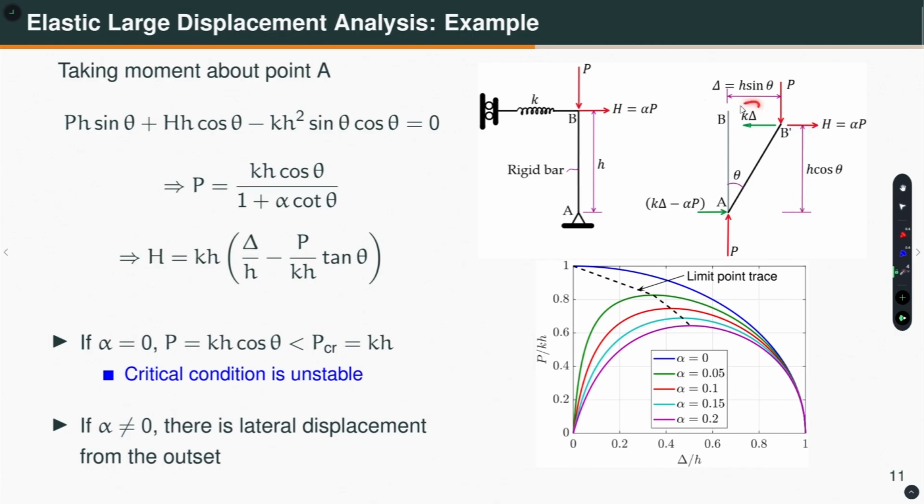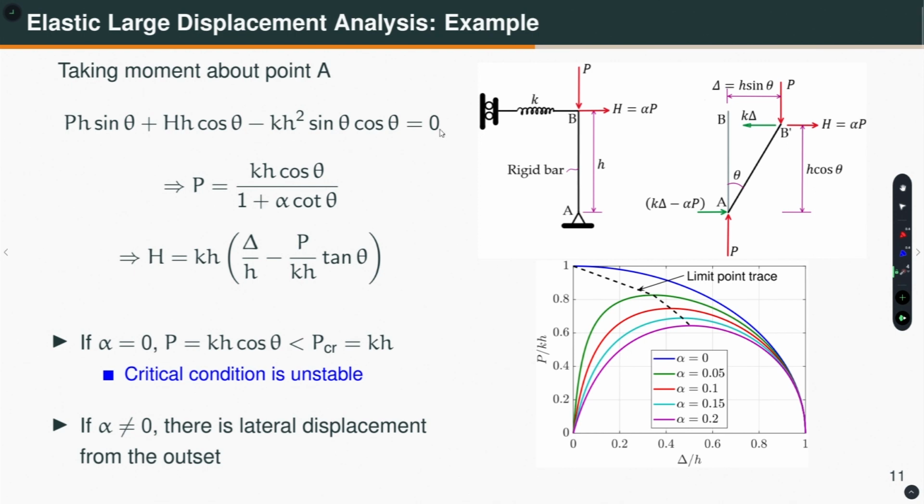Okay. So, this force is same as before, k into delta, but delta is now h into sin theta, and the applied horizontal force is alpha times P, okay. And for equilibrium, this is k delta minus alpha P, and for vertical equilibrium, this is P, okay. Now, same as before, I take moment about this point, then this is the equation I get, okay, simply by taking moment about this point. From this, I can calculate what is the value of P, which is k h cos theta divided by 1 plus alpha cot theta.